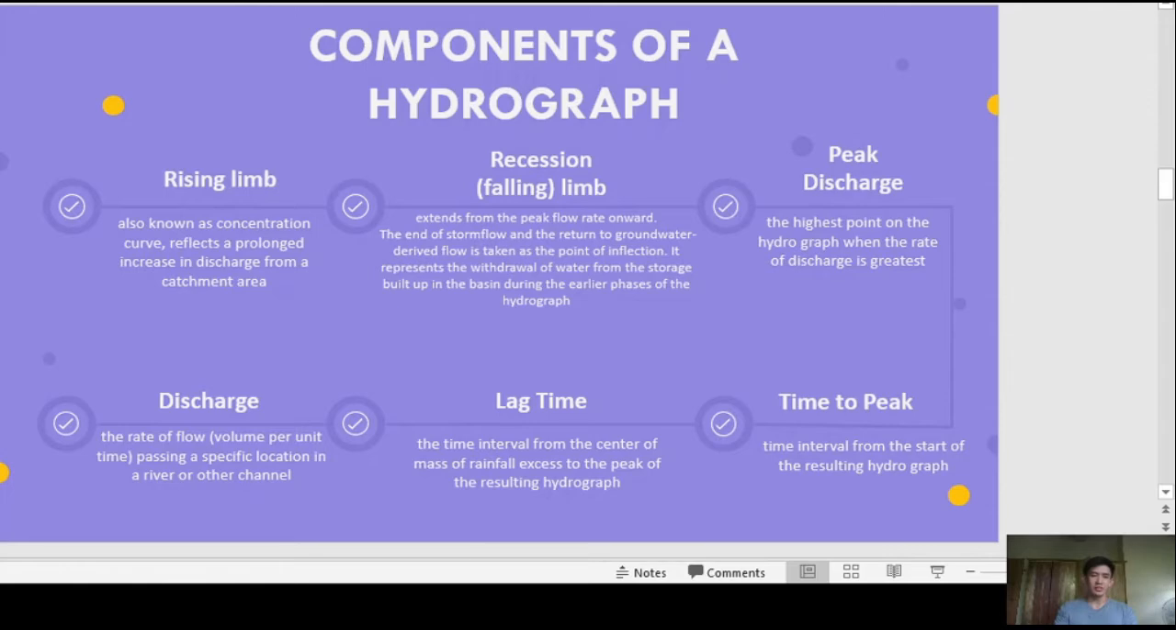The recession limb represents the withdrawal of water from the storage built up in the basin during the earlier phases of the hydrograph. Third component is the peak discharge. It is the highest portion of the hydrograph when the rate of discharge is greatest. Fourth, discharge. The rate of flow passing a specific location in a river or other channel. Next is the lag time. It is the time interval from the center of mass of rainfall excess to the peak of the resulting hydrograph. Lastly is the time to peak, the time interval from the start of the resulting hydrograph.